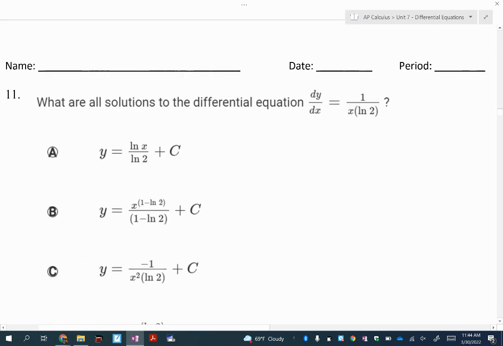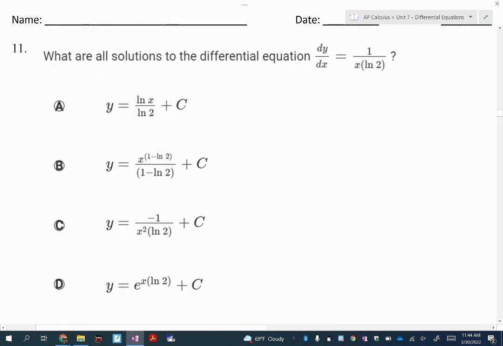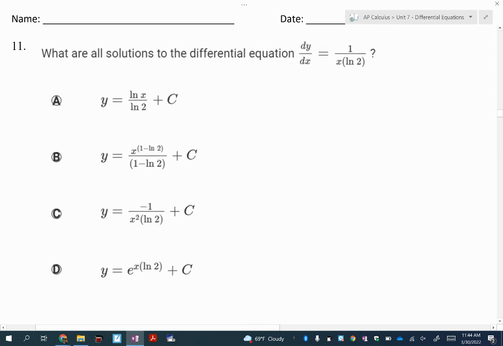All right, number 11. It says, what are all solutions to the differential equation dy over dx equals 1 over x times the natural log of 2? So again, the thought is that this is y prime. I'm going to order this a little bit differently since the natural log of 2 is a constant. So I put 1 over natural log of 2 times 1 over x.